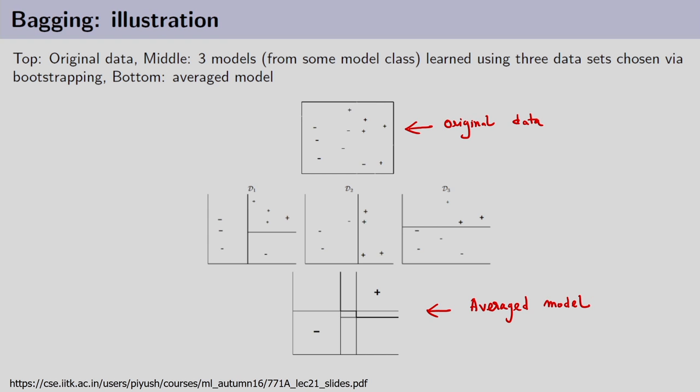So, these models in the middle row, three models, are trained with the help of the training data sets D1, D2 and D3. And after this, the outputs of these models I am combining. That means I am averaging and I am getting the final average model. So, that is the concept of bagging.